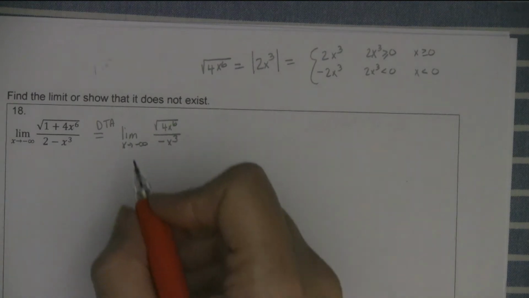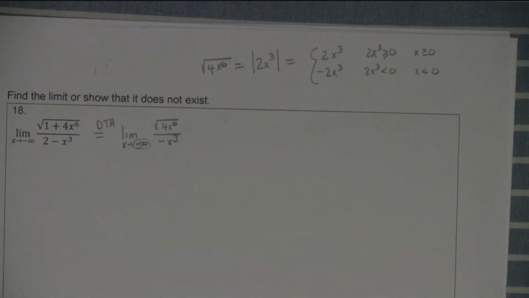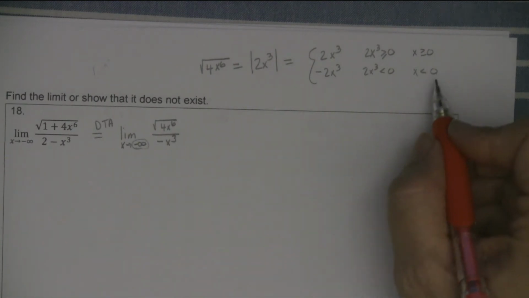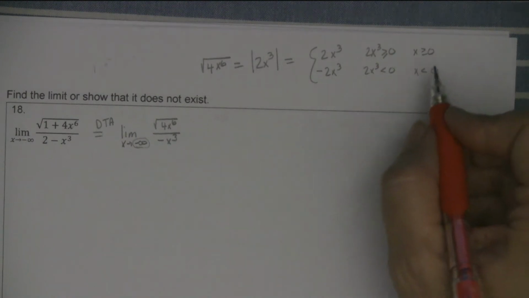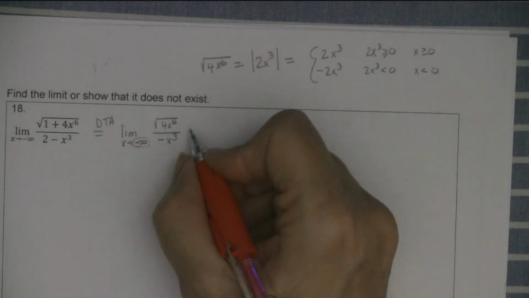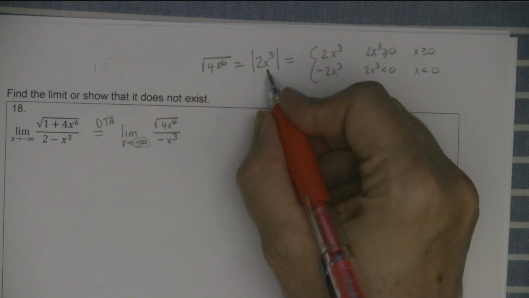And so where was I going? I was going to negative infinity. And so is x less than 0 if I'm going to negative infinity? Or is it bigger than 0? Well, it's less than 0. And so when I take the square root, it's equal to the absolute value of 2x to the third.